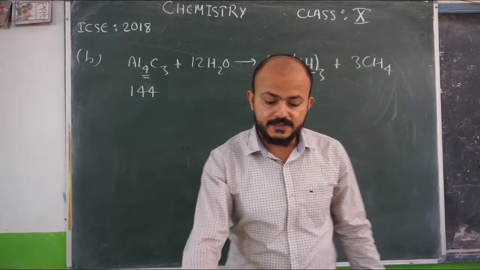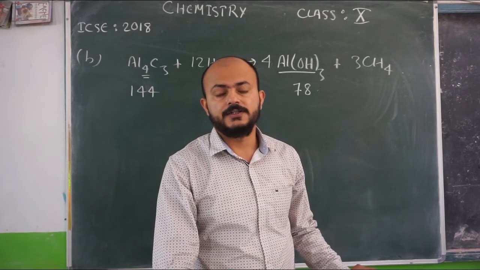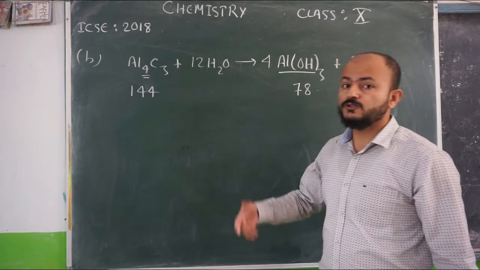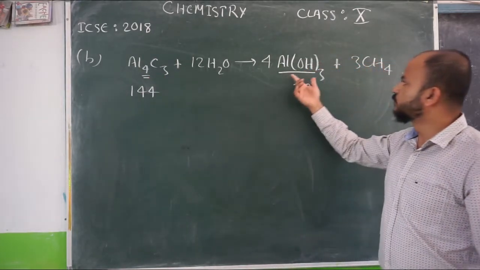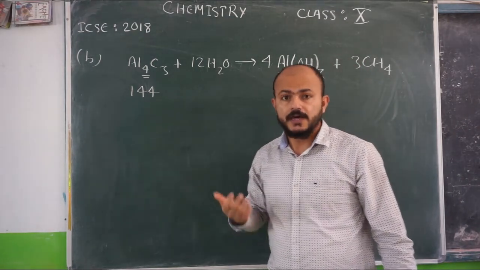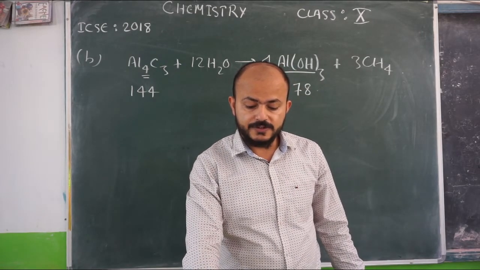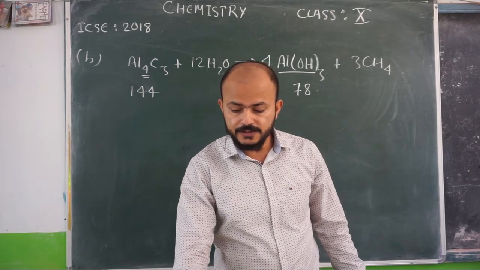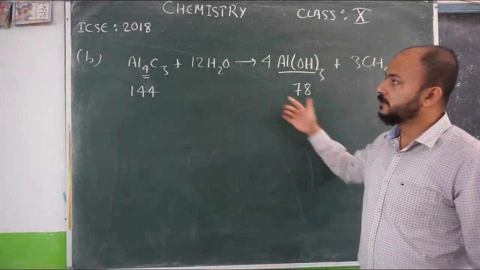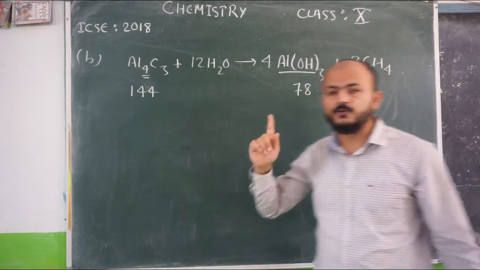So what the question has asked us, what mass of aluminium hydroxide is formed from 12 gram of aluminium carbide? They have made it very clear. The question relates two compounds, aluminium carbide and aluminium hydroxide. And RMM is given. Even if it's not given, you know how to calculate it. I've already taught you. Now you have to be very careful in calculating what amount of aluminium hydroxide is going to be formed. This RMM stands for only 1 mole.